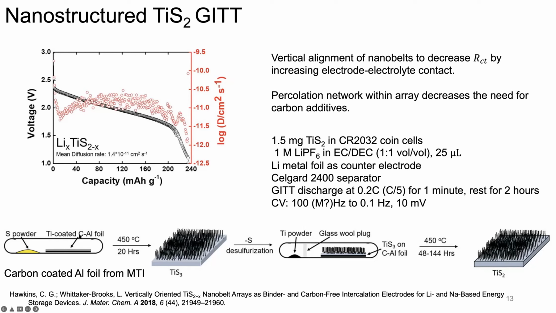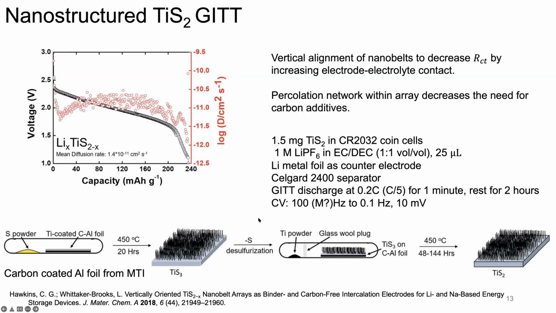nanowires. Okay, and so this is pretty typical chemical vapor transport type of, although there is only one reaction, it's really just a heat up kind of experiment where one can buy commercially available carbon coated aluminum foil from a vendor that's listed here, and then just heat up sulfur for deposition onto the titanium coated carbon coated foil.